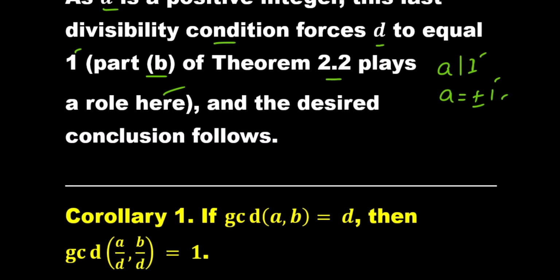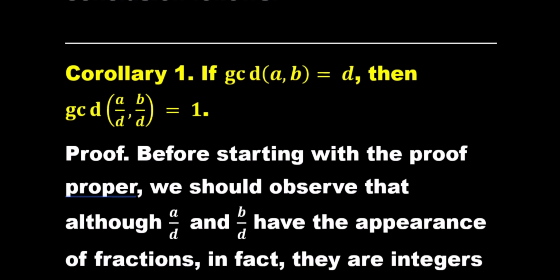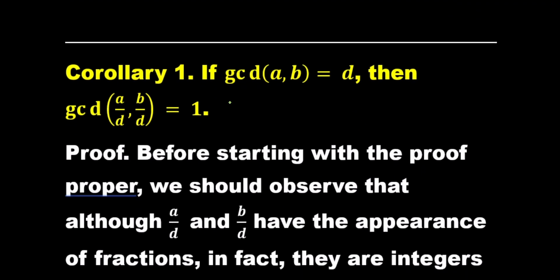Next we prove some corollaries related to this theorem, and this is a very important corollary regarding your final exam. This corollary says if the GCD of two integers a and b is d, and we divide these two integers a and b by d, then the GCD of these fractions is always equal to 1. Firstly, we prove this corollary by a particular example.